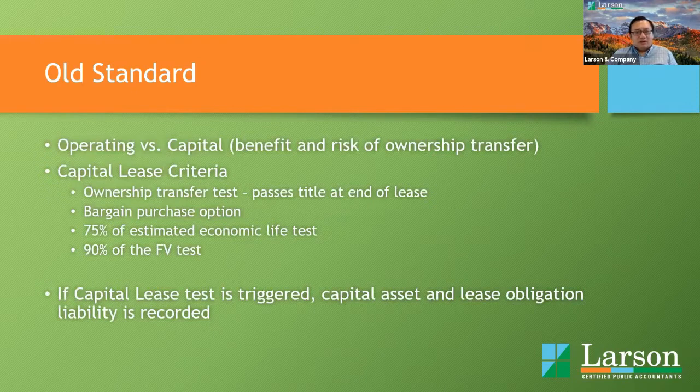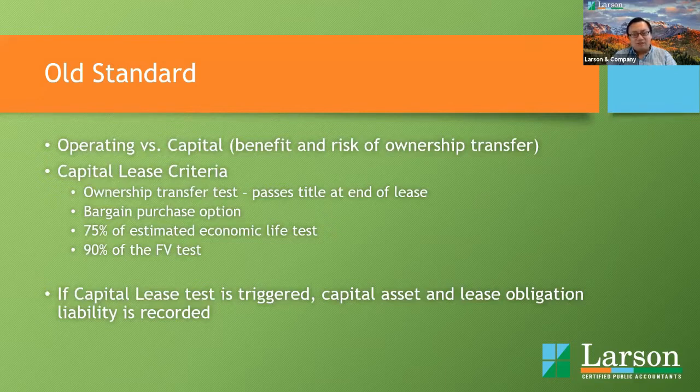So here's the old standard. The old standard for leases talks about operating versus capital. If it doesn't meet the criteria that's defined in capital, then it's operating. It's talking about the benefit and risk of ownership transfer. Capital lease criteria, as you are aware, are those four criteria. The ownership transfer test: if the title passes at the end of the lease, it's a capital lease. If there's a bargain purchase option, it's a capital lease. Or if it's the 75% of estimated economic life test.